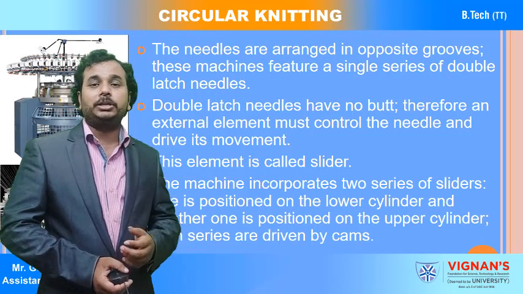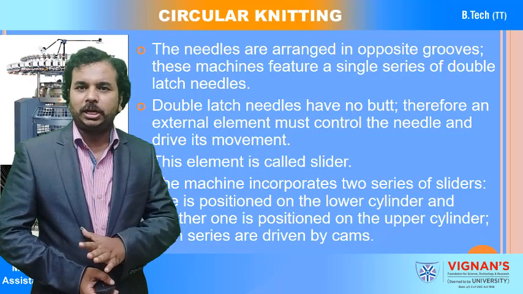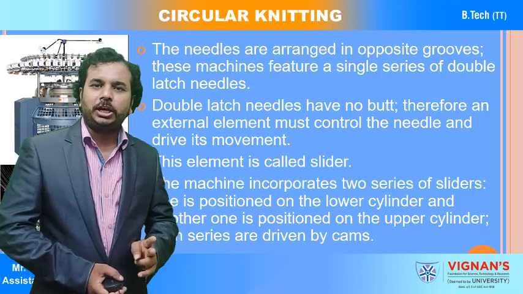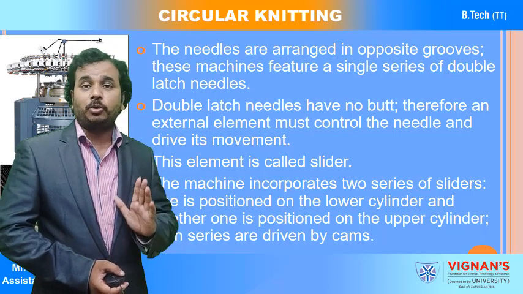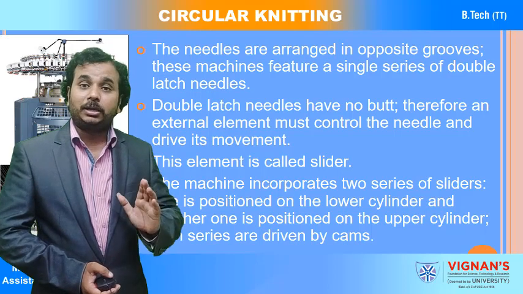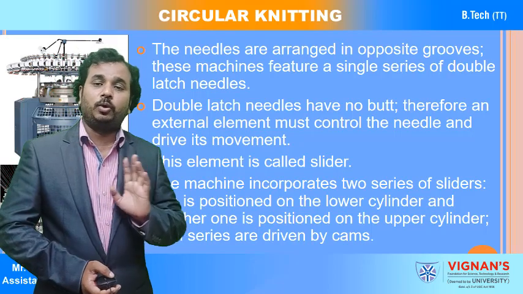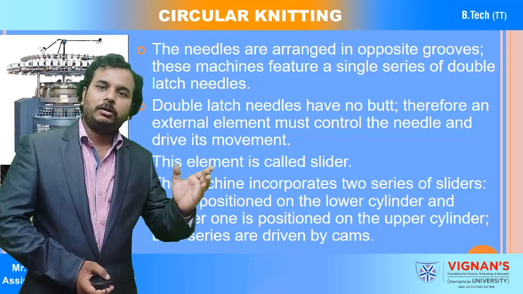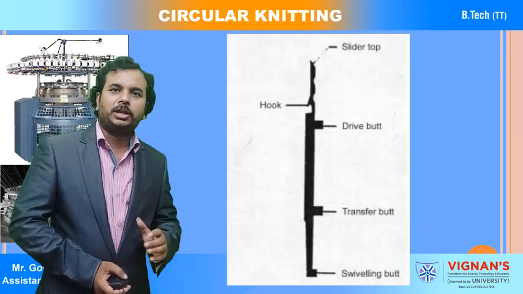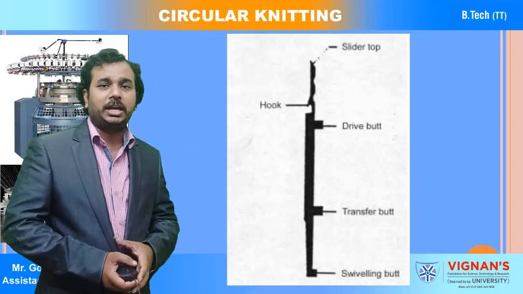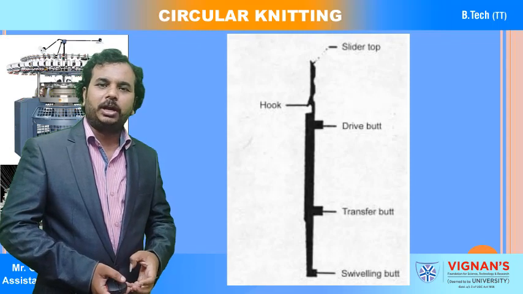The machine incorporates two series of sliders, one positioned in the lower cylinder and the other in the upper cylinder. Both series are driven by cams. The upper cylinder has one slider and the lower cylinder has another. You can observe the different parts of the slider: the slider top, hook, drive butt, and transfer butt.